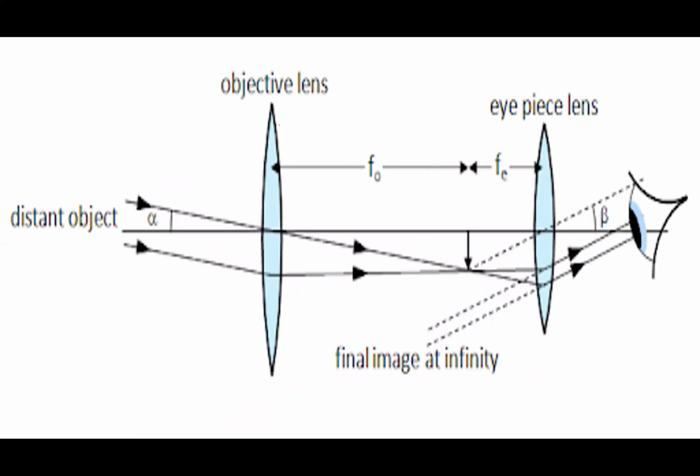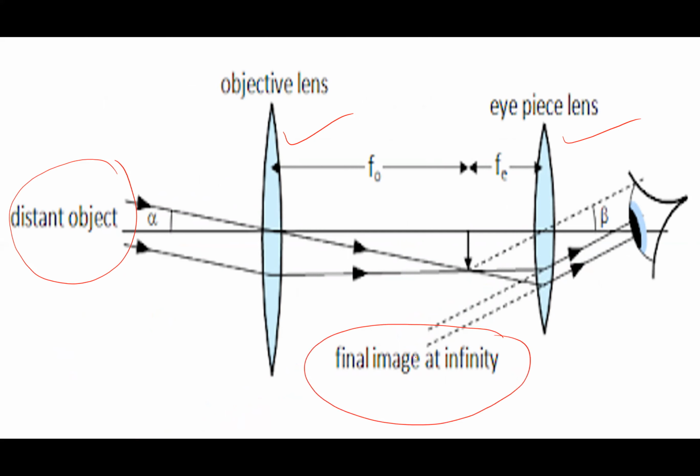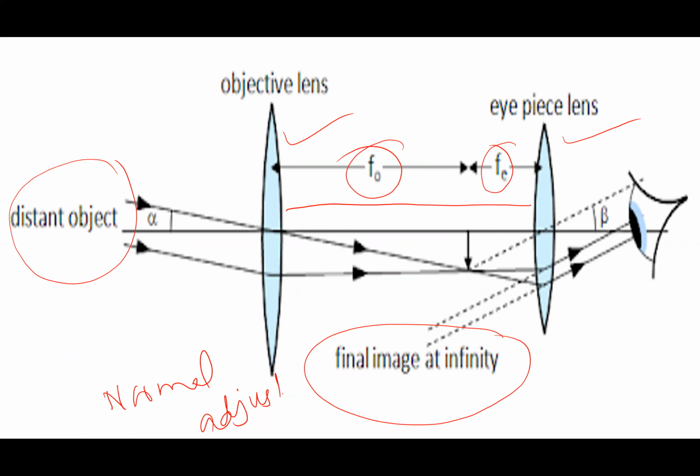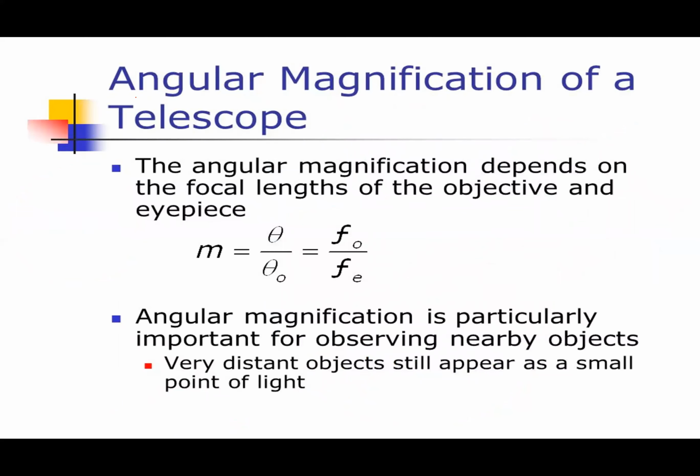Now, this is objective lens, eyepiece, distant object. Final image will be at infinity when this distance is equal to the sum of the focal length of objective and focal length of eyepiece. It is called normal adjustment.